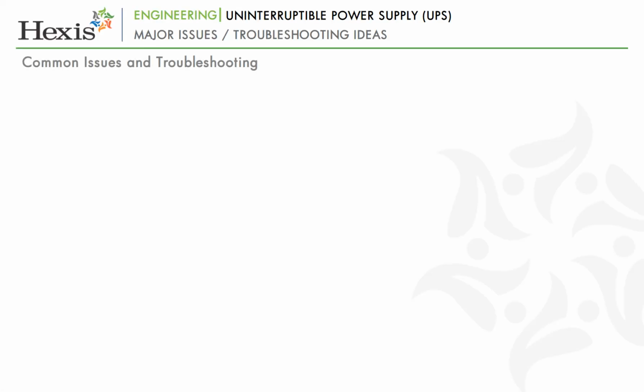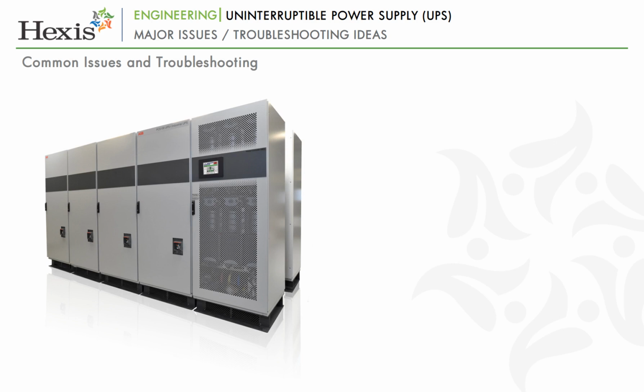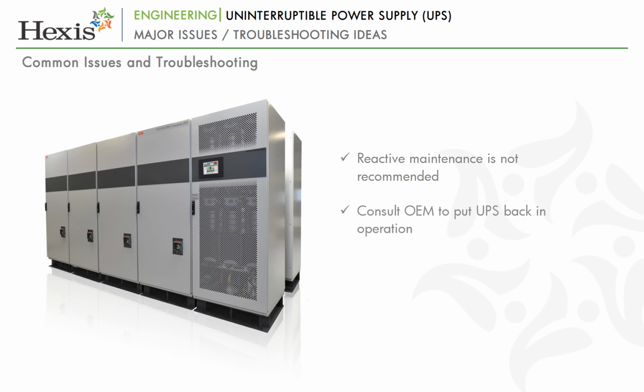Now that we know that UPS is a critical component for any organization, let us understand common issues with UPS leading to their failure and how to troubleshoot them. It is generally not recommended to have reactive maintenance on UPS systems. If the UPS trips on an alarm, it cannot be put back without the consultation of the OEM. A complete root cause analysis is mandatory for each event to prevent the recurrence of the event.